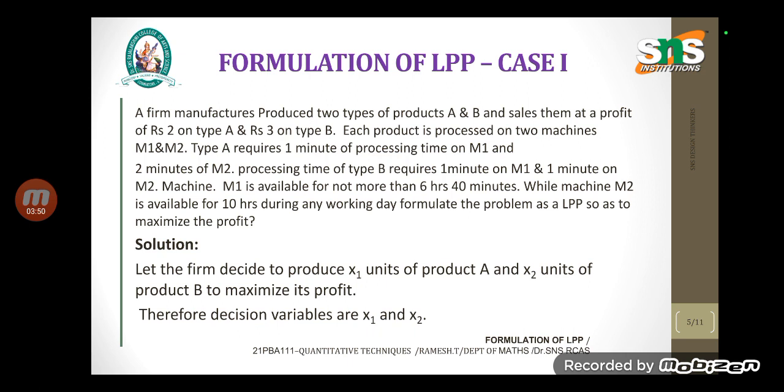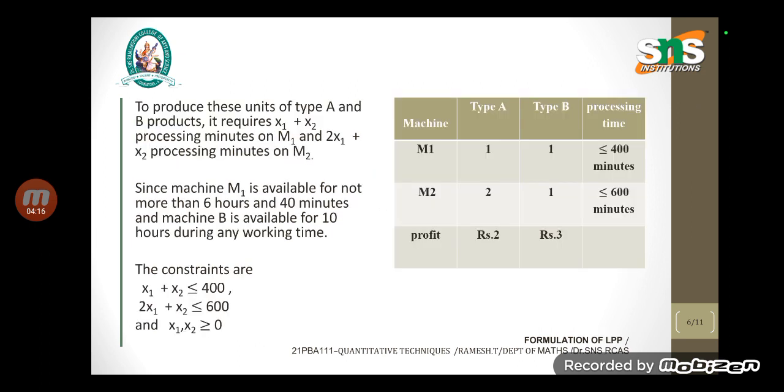First, to understand that the problem is maximization, therefore the constraints are of less than or equal to type. So how many variables are involved? Here there are 2 profits given, therefore 2 decision variables are involved. So let the firm decide to produce x1 units of product A and x2 units of product B to maximize its profit. Therefore, the decision variables are x1 and x2.